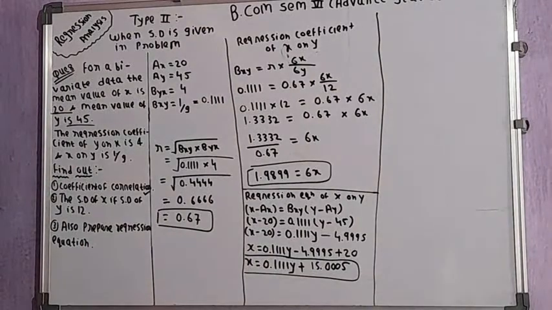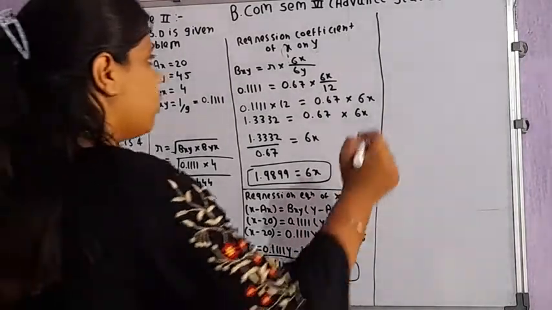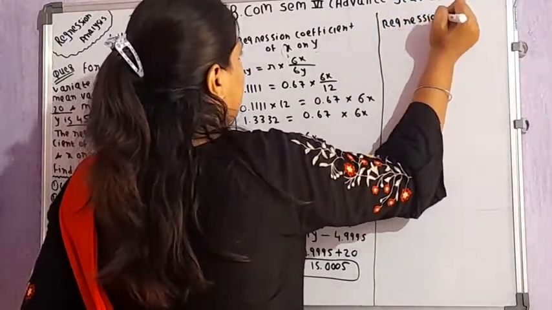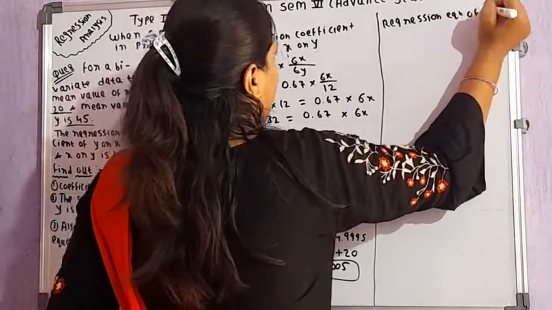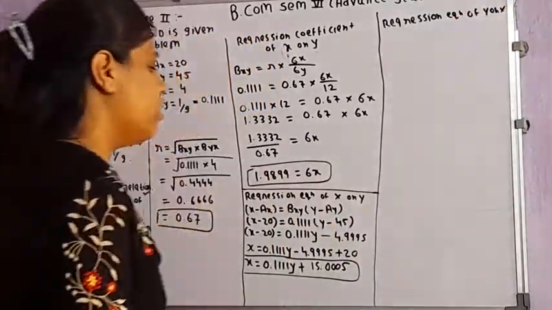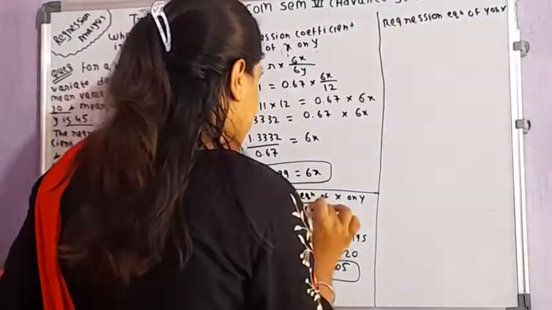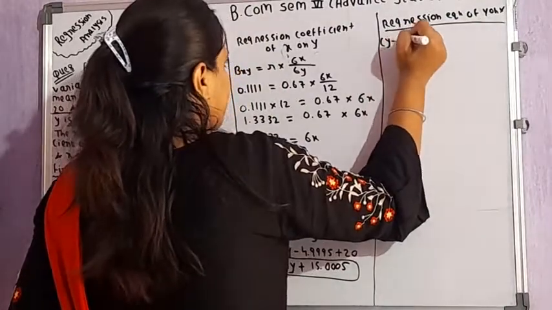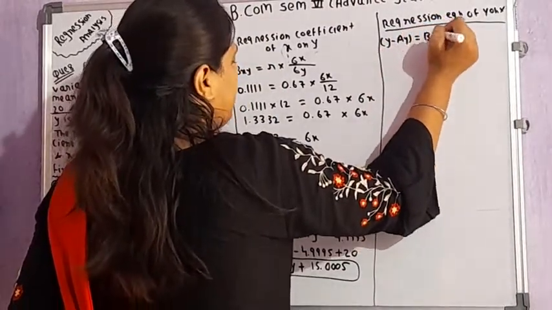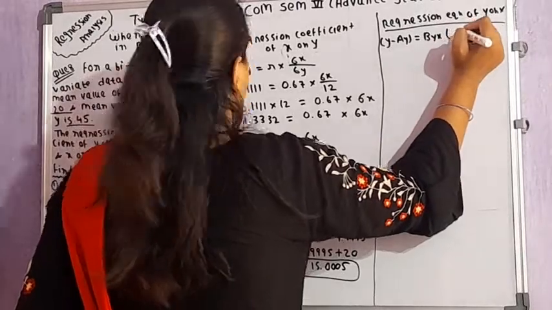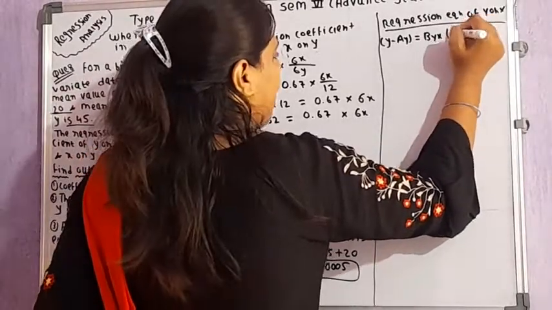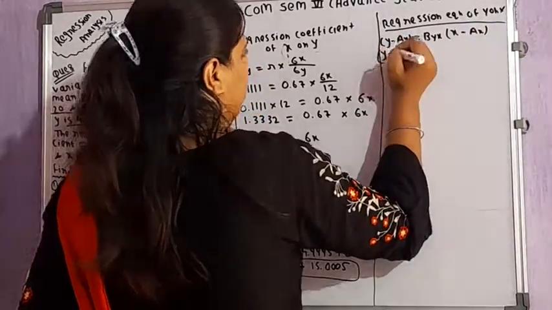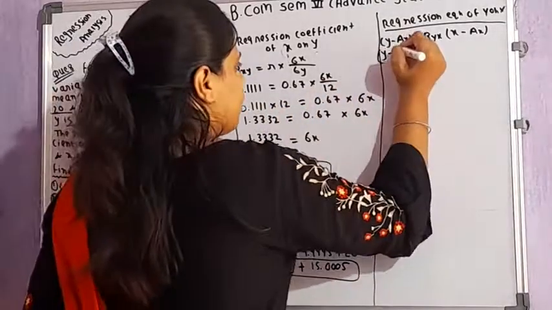Now we have to prepare the regression equation of y on x. Okay. For that we have the formula. What is the formula? Y minus ay is equals to byx into x minus ax. Okay. Y would be as it is. What is the value of ay? 45, which is given in the problem.